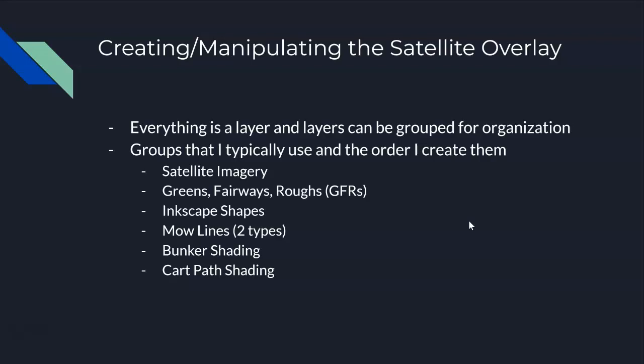At that point, I should have a rough satellite overlay and I can import it into Unity, but there are some other things that you might want to do in your satellite overlay as well, which is mow lines, okay? There are two different types of mow lines I'm going to show you how to create. There's concentric mow lines, which are circular and wavy, that go around an Inkscape object, and then there's parallel mow lines that are like the stripes, okay? So I'll show you those. And then you're going to create separate overlays if you want to do bunker shading, and also if you want to do your cart path shading. And I'll show you how to do those as well. But this is kind of the general way that we're going to tackle this.